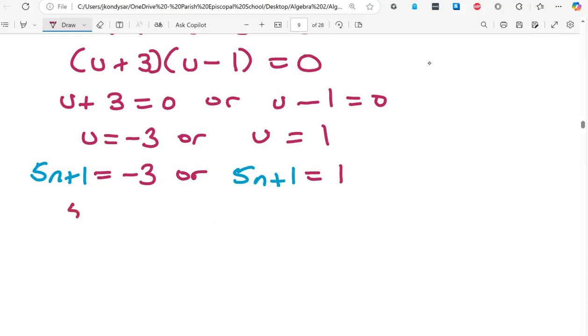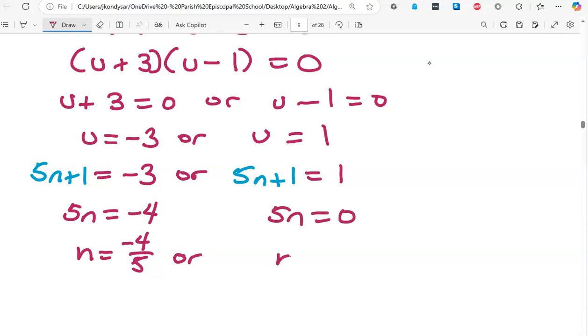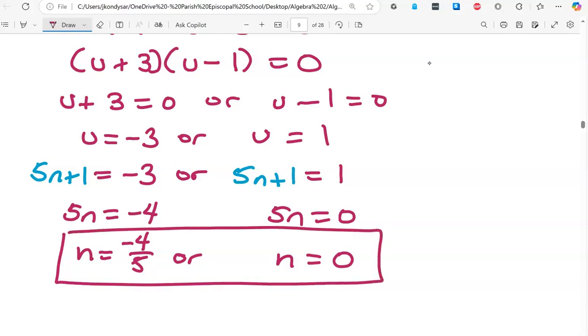On our left equation, we can subtract 1 and divide by 5. And in our equation on the right, we can subtract 1 and divide by 5. We get two solutions, -4/5 and 0.